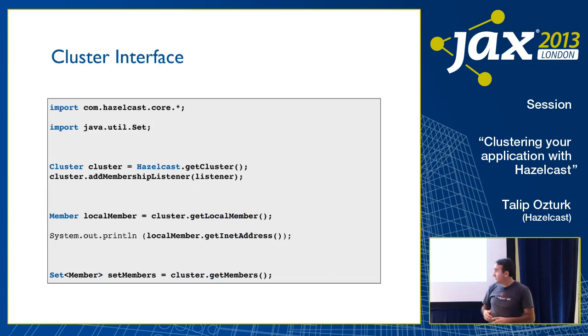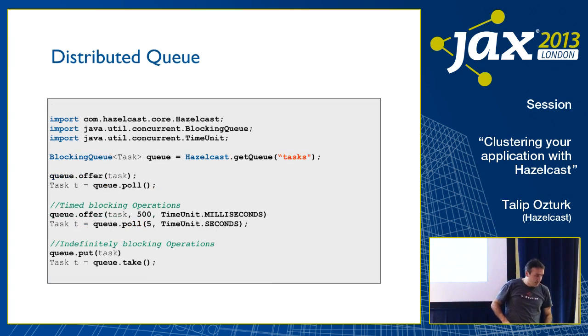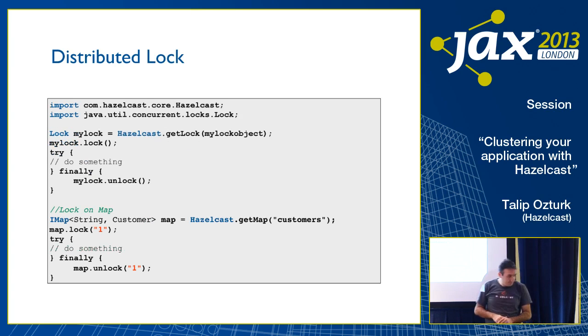Okay, so as I said, you can listen for the membership events, very simple API, and get the set of members in the cluster. Put if absent, replace, all good. Timed operations like poll 5 seconds. So you get the time, and you can get a null if there's nothing. So all blocking operations.